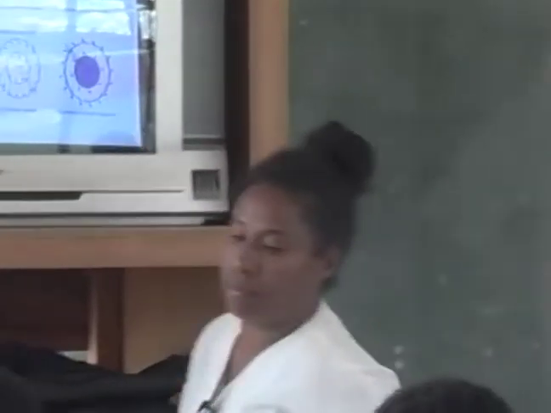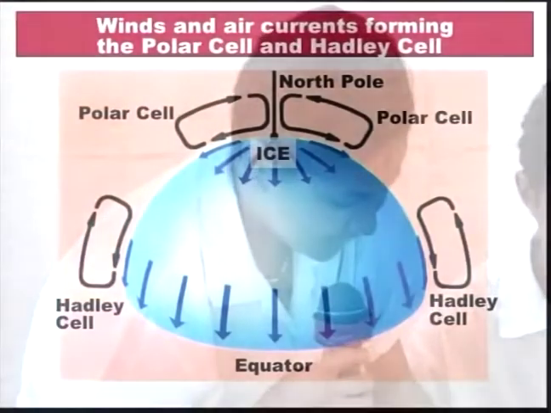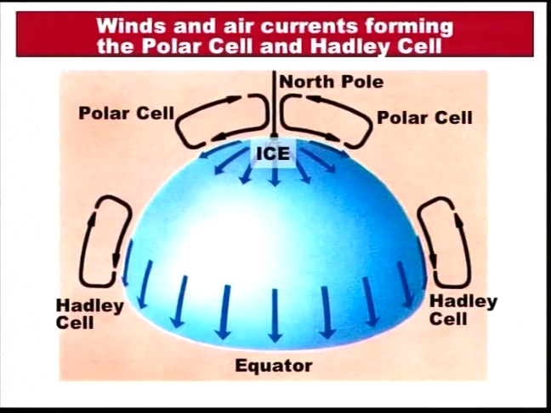Figure 8.3 shows a section of the globe. Cold air sinks over the North Pole, causing high pressure with winds blowing out from the polar ice. Hot air rises over the equator, causing low pressure. This draws in air from both sides of the equator to replace the rising air.